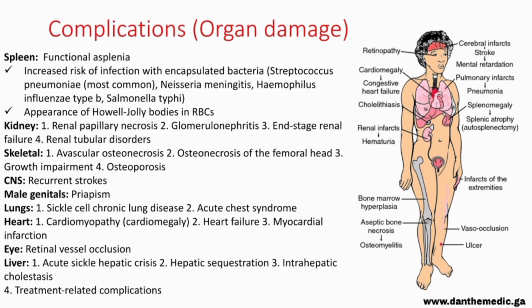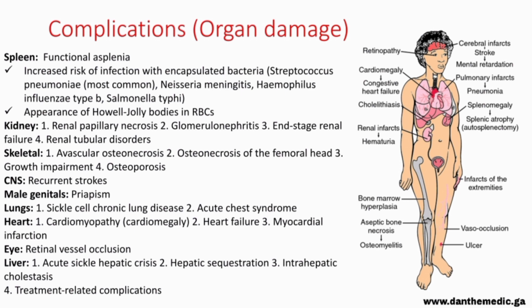I laugh when I say priapism, but this is actually a very serious condition. As for the lungs, we can see sickle cell chronic lung disease. We can see also acute chest syndrome. As for the heart, we can see cardiomegaly, a kind of cardiomyopathy. It can be heart failure, and it can also be myocardial infarction. In the eye, we can see retinal vessel occlusion. And in the liver, we can see hepatic sequestration, acute sickle hepatic crisis, intrahepatic cholestasis.